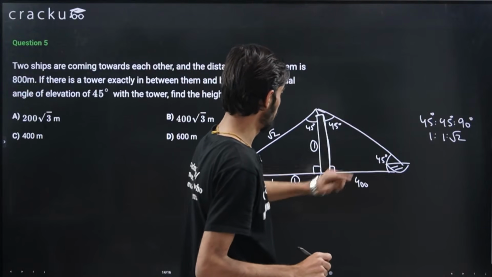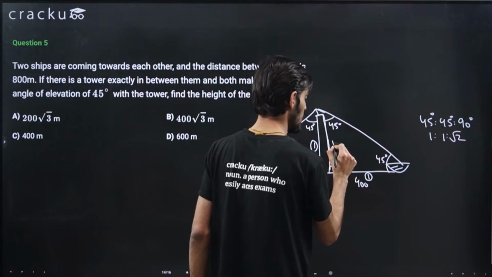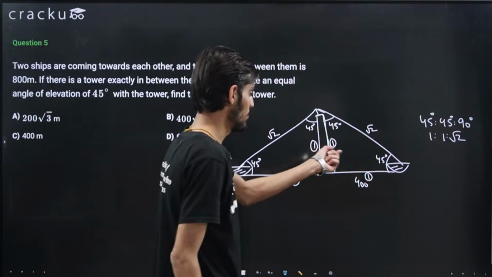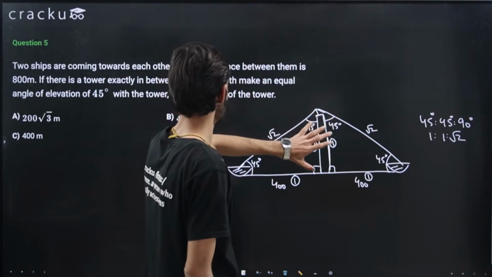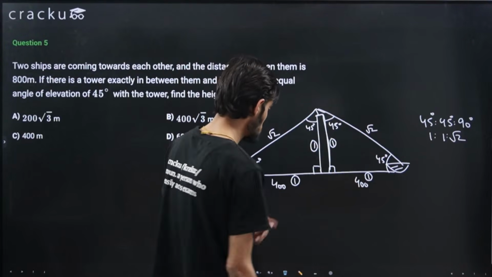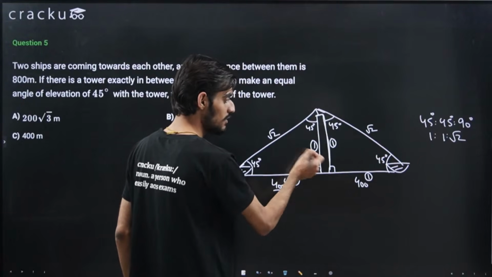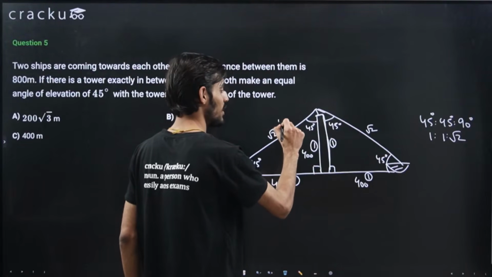Because in the second triangle also we are having the same value. So if this value is 1, then this value will also be 1 and this value will be root 2. So again, from both the triangles we can see that the height of the tower is equal to 1, and because this value is 400, 1 is representing 400, so this one will also represent 400, right? And this value will represent 400 root 2.